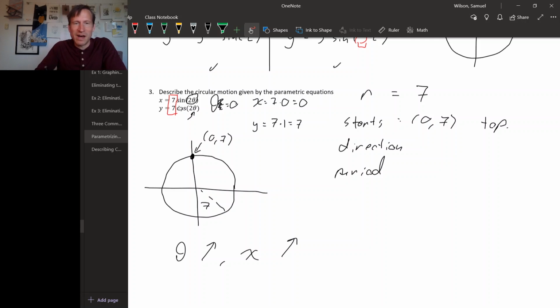Okay, now let's think about the y value. So when theta is increasing, 2 theta also goes positive. And cosine, as the angle inside of cosine starts at 0 and increases, cosine itself decreases. So as theta increases from 0, our y-coordinate decreases. So we're starting at 0, 7, but then x gets bigger and y gets smaller, and that means we're going this way around the circle. So it looks like the direction that we're going around the circle is clockwise.